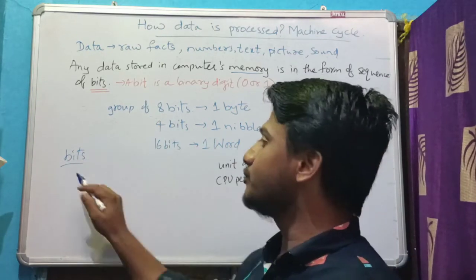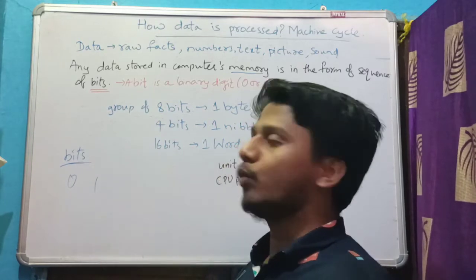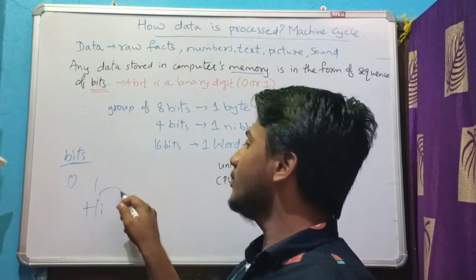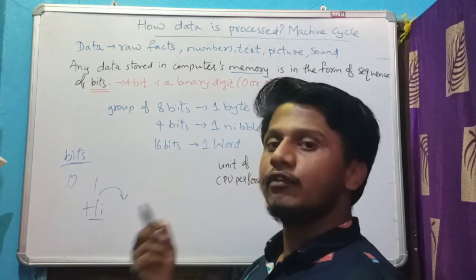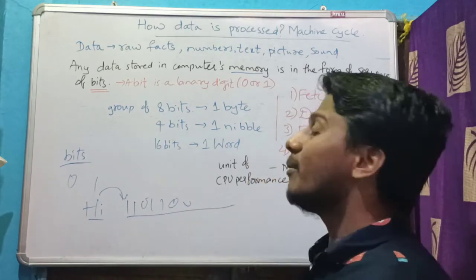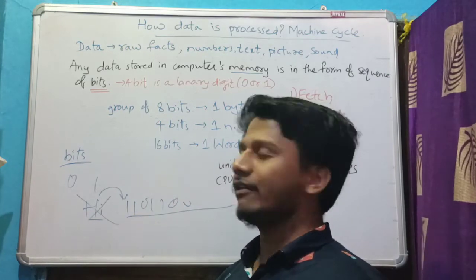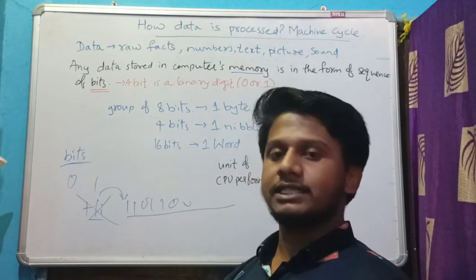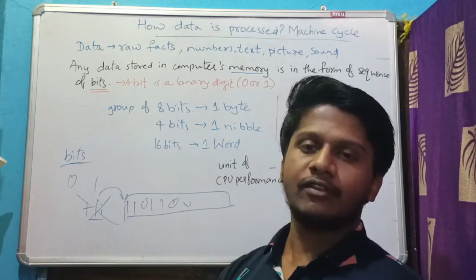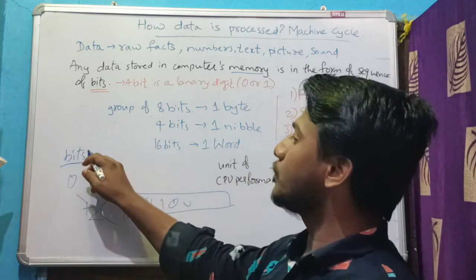What is this bit? A bit is a binary digit that may be either 0 or 1. Say, for example, you have typed something like "hi". In the memory, it is not stored as "hi". It will be stored as a sequence of bits, because the computer will not understand any language. It understands only binary. Understood?